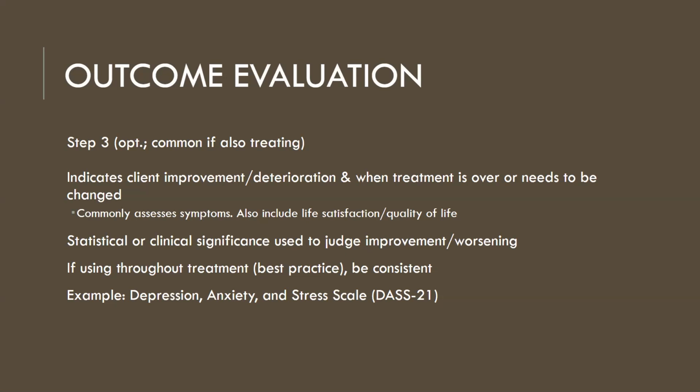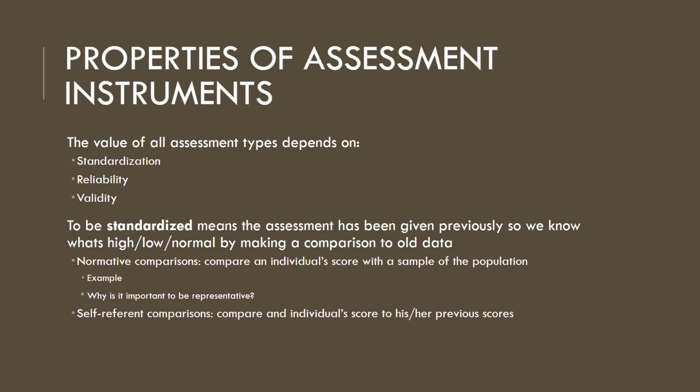We also want to be consistent, so you wouldn't want to use the depression, anxiety, and stress scale the very first session, and then the Beck Depression Inventory, and then something else. You want to pick one and use it consistently. And I will show you guys examples of this stuff later on as well. So those are the 3 steps of assessment. So we've got screening, the more extensive assessment process, and then the outcome evaluation.